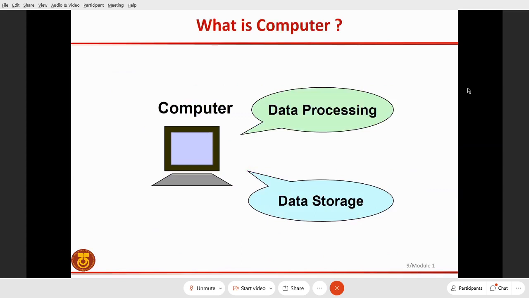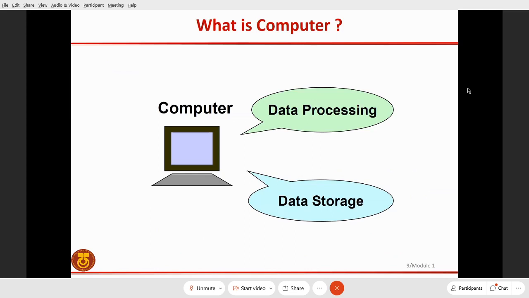Okay. So computer. As you know, computer, what does it do? It does data processing and data storage, which means that once it gets its instruction to do, it does the processing that is intended for the CPU to do, and then after that it stores the data. But to do the processing, it requires a program or code.